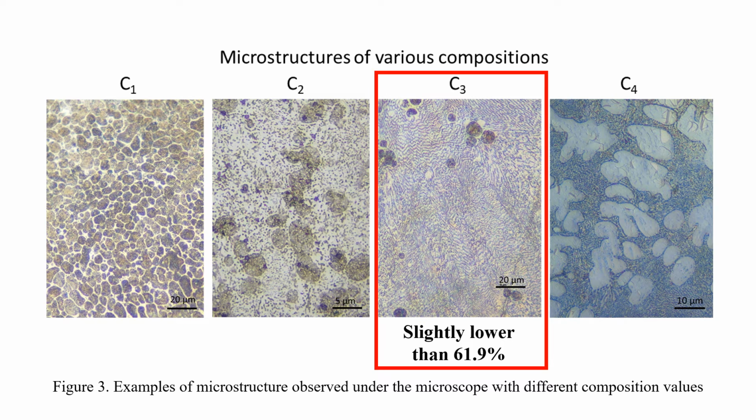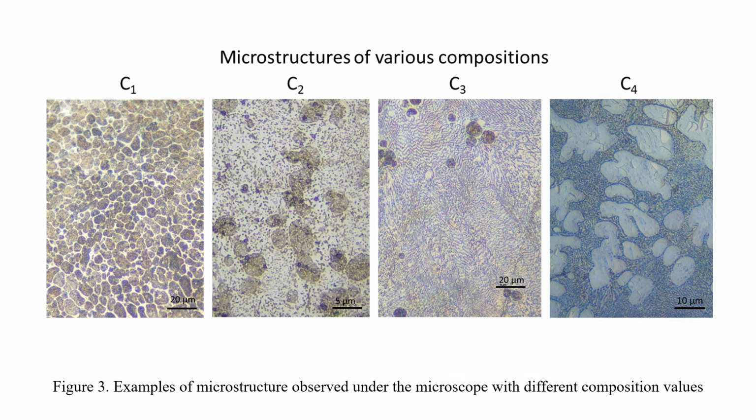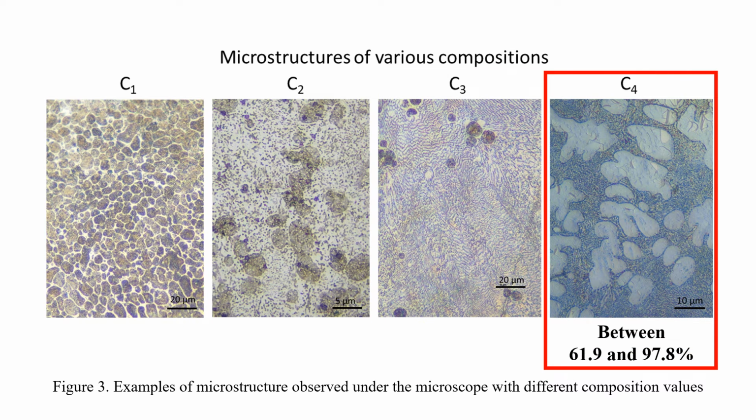At composition C3, which is close to 61.9, the majority of the region is taken by the eutectic region, which also contains some small regions of pro-eutectic alpha phase, suggesting that C3 is slightly lower than 61.9%. At composition C4, which is in the middle between 61.9 and 97.8%, the pro-eutectic region now becomes beta phase, which shows a brighter color than the surrounding eutectic regions.